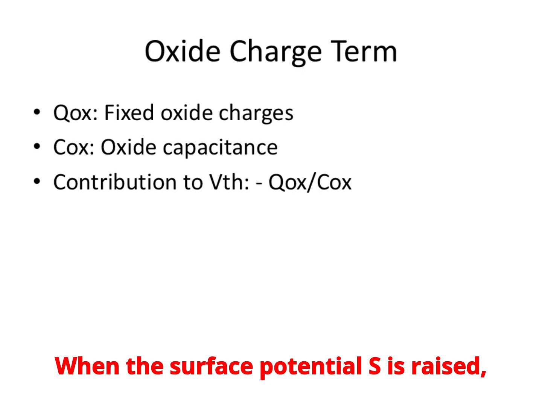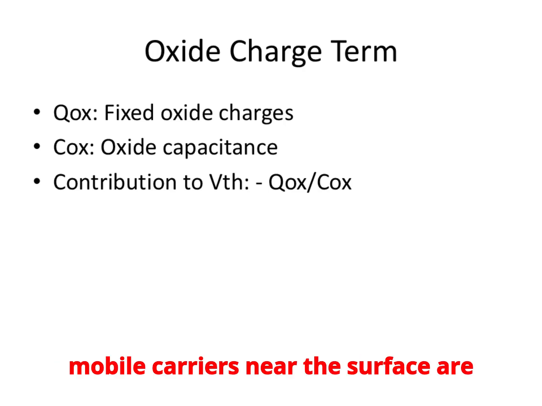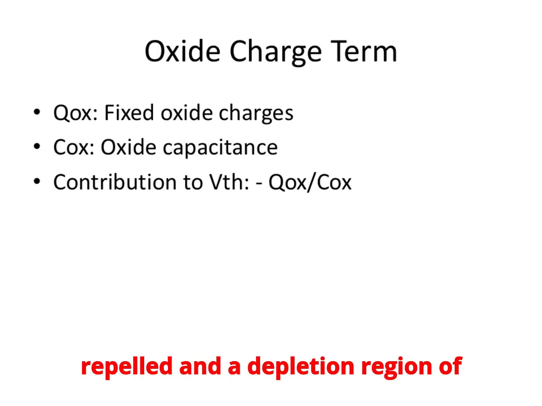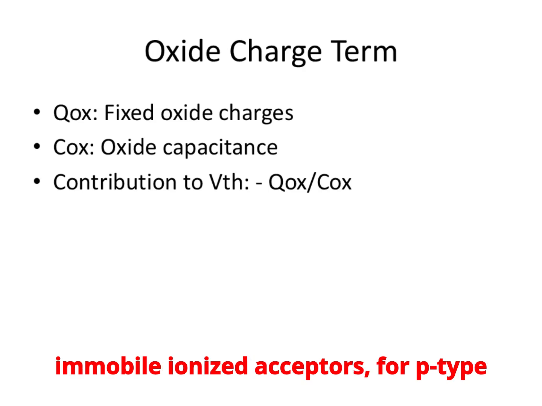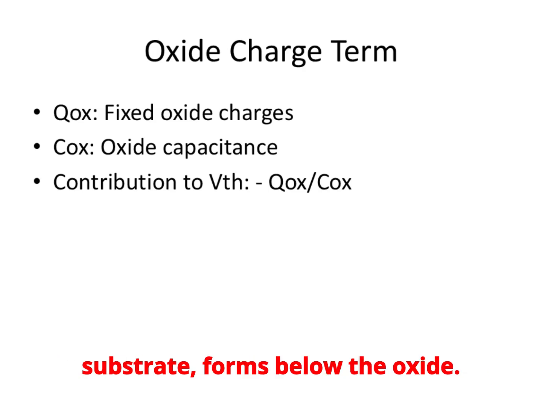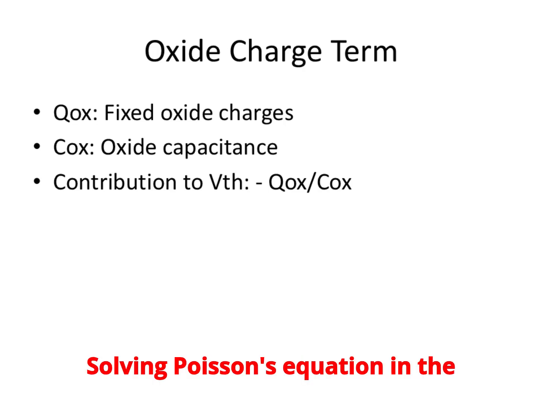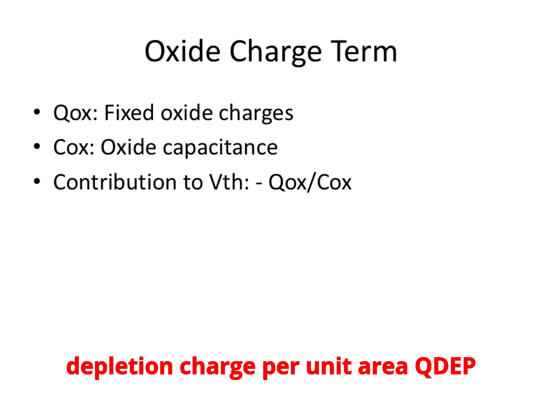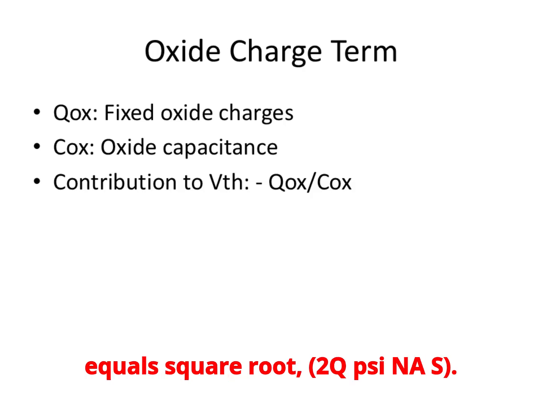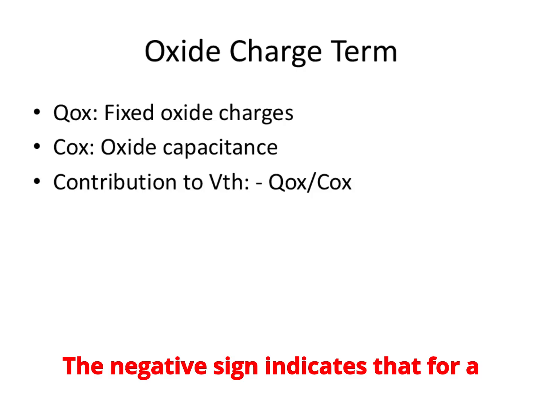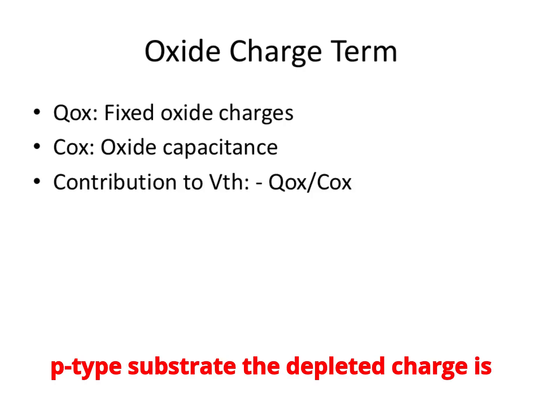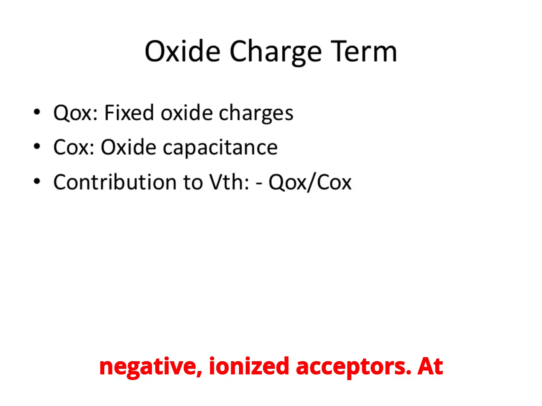When the surface potential ψS is raised, mobile carriers near the surface are repelled and a depletion region of immobile ionized acceptors, for a p-type substrate, forms below the oxide. Solving Poisson's equation in the depletion approximation yields the depletion charge per unit area, QDEP equals minus square root of 2qεsi NA ψS. The negative sign indicates that for a p-type substrate the depleted charge is negative, ionized acceptors.